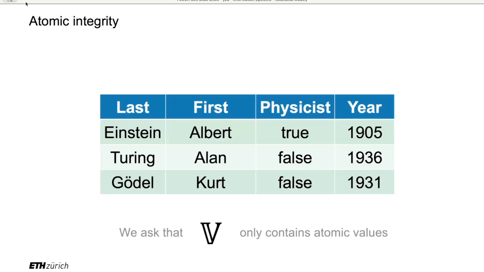How do I ensure atomic integrity? Well, I just need to take a set of values that only have atomic values. So that set V, that the maps map to, I just take strings, integers, and so on, but there's no table in there. No recursivity, right? No recursion. Just sets of atomic values. Then I have atomic integrity.